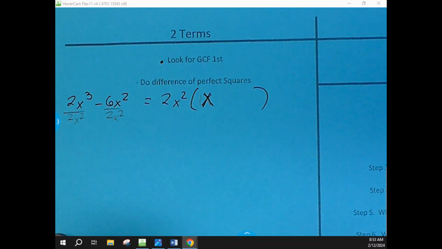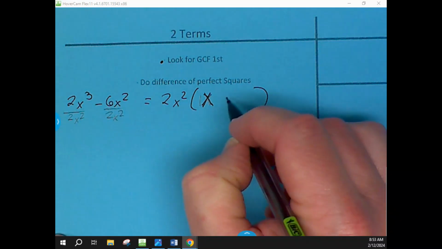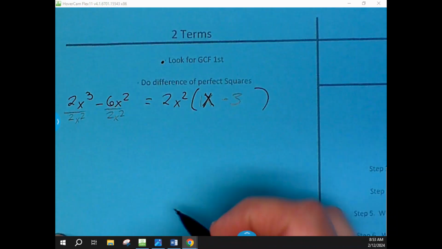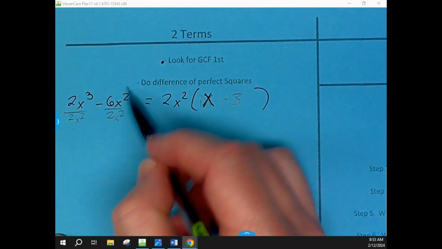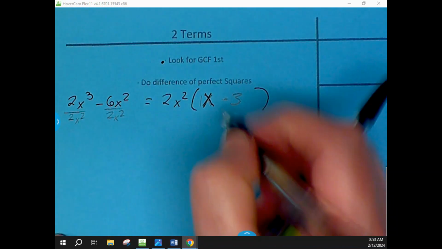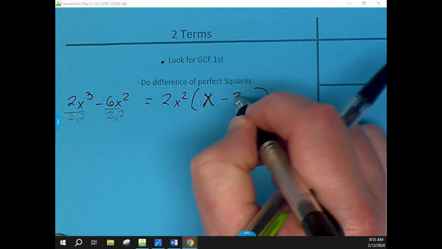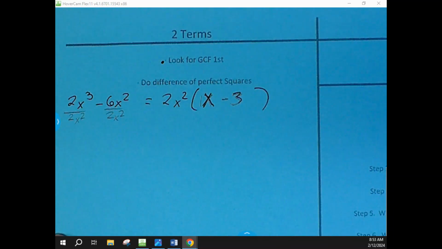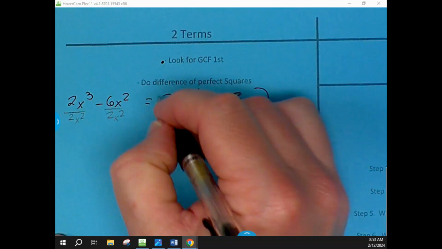Okay, and then we'll do the same thing over here. 6 divided by 2 is 3. We've got x squared and x squared. They knock each other out. So then it would just be x minus 3. Okay, so then that would be your final answer.